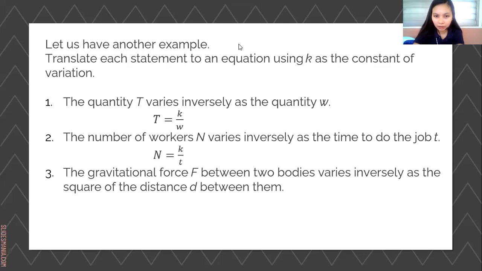Ayun, tama po. So, it will be F force po equals K over D squared. Kasi ang sabi nga dyan, varies inversely as the square of the distance D. Okay, so square daw po natin yung distance natin na D. Kaya po tayo nagkaroon ng D squared po dyan sa denominator po natin. Okay po?